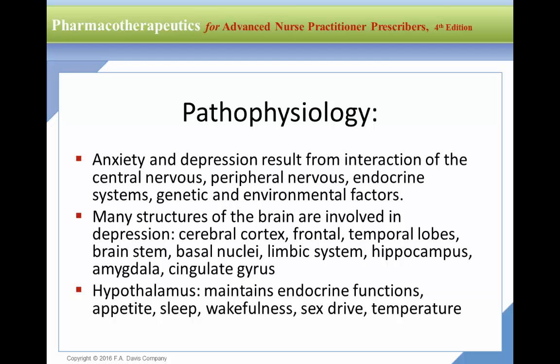So anxiety and depression involve the cerebral cortex, frontal and temporal lobes, basal limbic system, hippocampus, amygdala, etc. In the hypothalamus, since the hypothalamus maintains endocrine function, appetite, sleep, and wakefulness, you're going to see all these symptoms associated with anxiety. So basically, the etiology is unknown, but both psychiatric and general medical factors are involved.